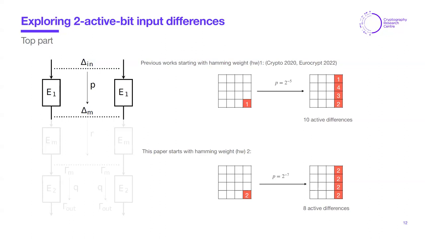And why did we do this? Because we saw that after one round, the number of active differences is less than in the previous work. Specifically, we went from 10 to 8 active differences. So this gives an intuition that if we have fewer active differences, then the subsequent rounds of our differential distinguisher will have a slower diffusion. In general, we need to pay a price for this, and this was going from a probability of 2 to the minus 5, as in previous works, to 2 to the minus 7.